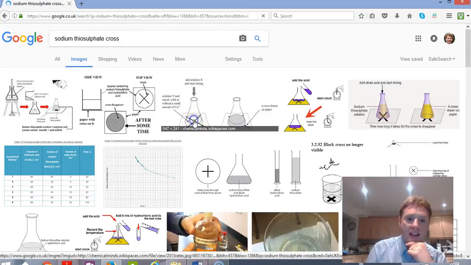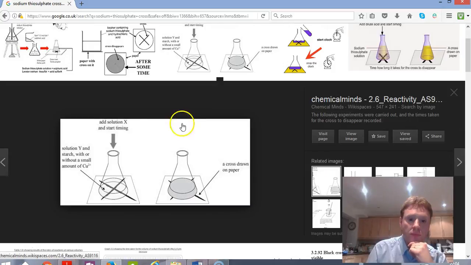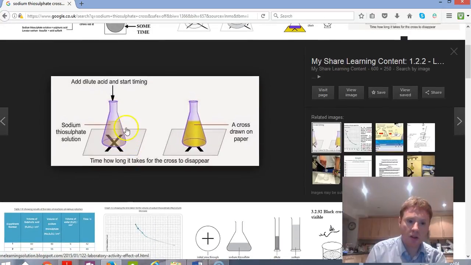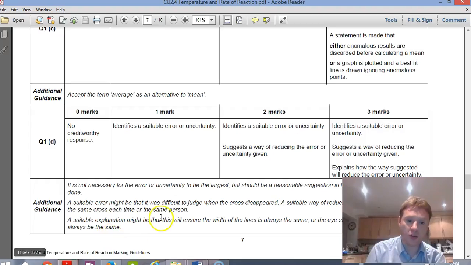So it's basically that. So you put... ignore what's there, you can do it with lots of other things, but in this case we're using sodium thiosulfate and acid. Well, there you go. They're both colourless. Eventually you'll get this solid appearing and you can't see the cross anymore. So that's a source of error.